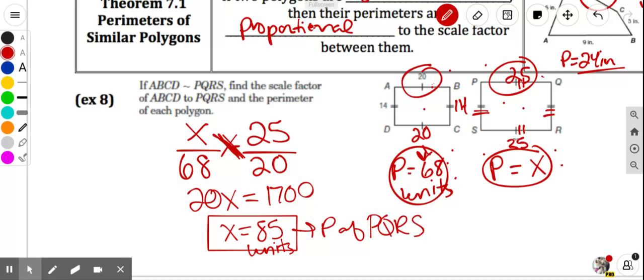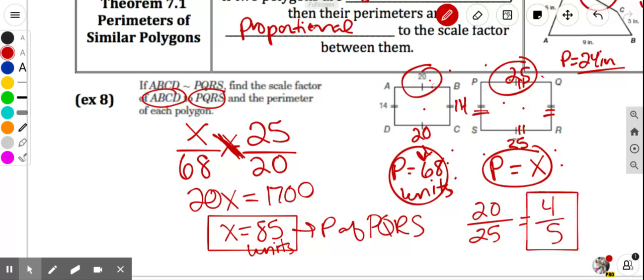And then if we wanted a scale factor, you could take either 68 and 85 and reduce it, or it's probably a little bit easier to reduce 20 and 25. And it wants ABCD to PQRS. So I'm going to take ABCD, 20, and put it over 25. These are both divisible by 5, so let's reduce it. That's going to be 4/5. So that would be the scale factor from ABCD to PQRS.